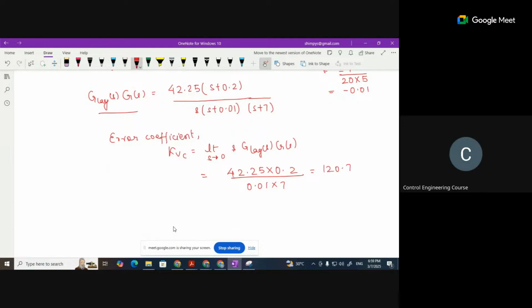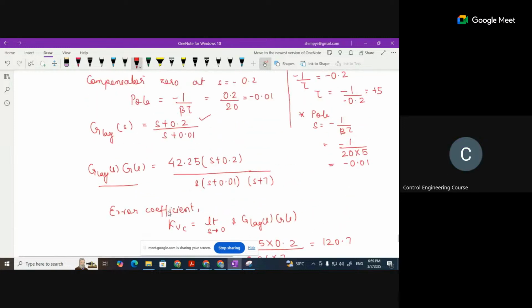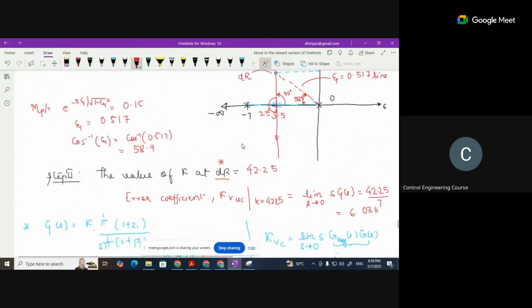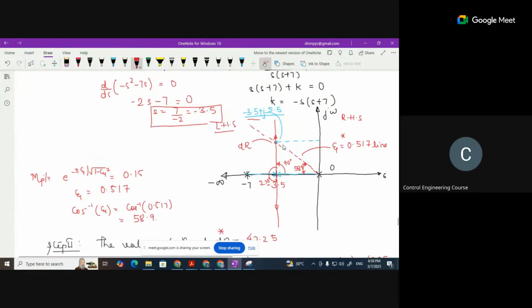Now you can see that this is the same as beta times the uncompensated error coefficient, right? That is, you can see there is a 20-fold improvement. And here the location of the dominant root dr is preserved. You can see here.